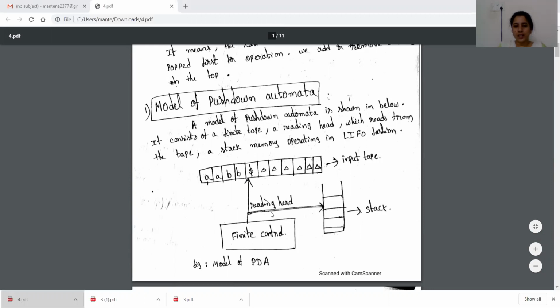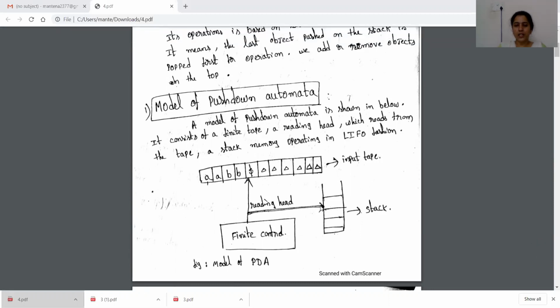The reading head towards the stack does two operations. One is pushing and the other one is popping. Because by using stack, we can do two operations, push and pop.